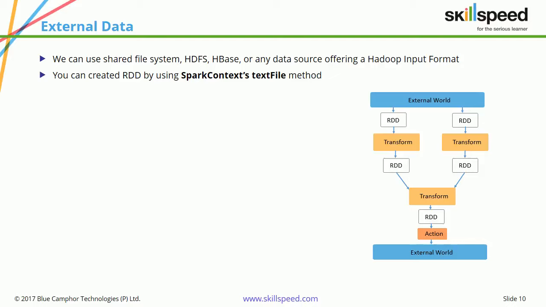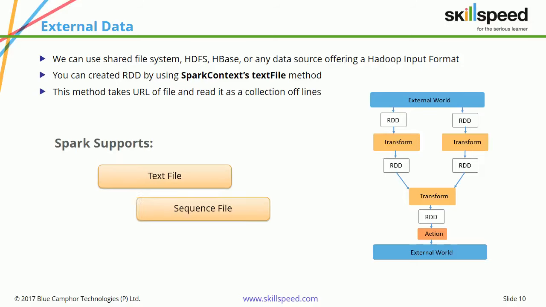Text file does not mean it can read only text files. The textFile method can actually read flat files, CSVs, JSON, and so on. This method takes your URL and reads it as a collection of lines. Spark supports three categories of files: text file, sequence file, and other Hadoop input formats. When I say text file, this includes normal text files, CSVs, JSONs, and so on. The second type is sequence file, and the third is other Hadoop input formats.